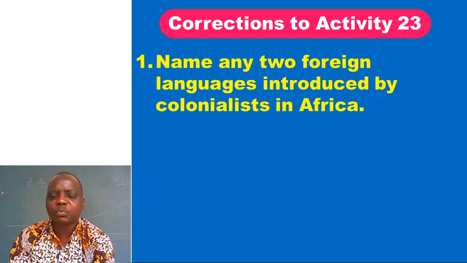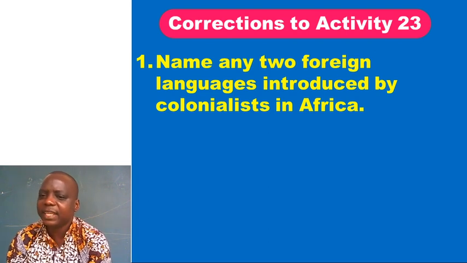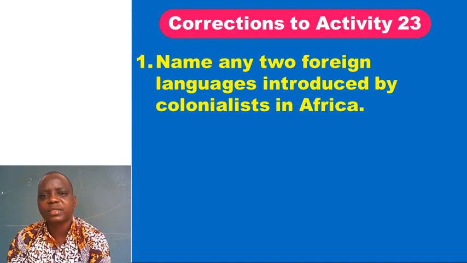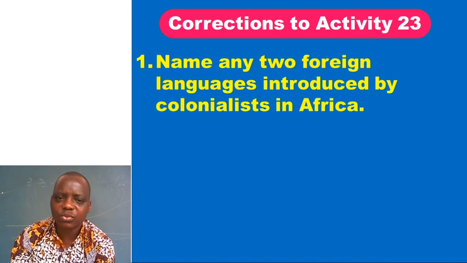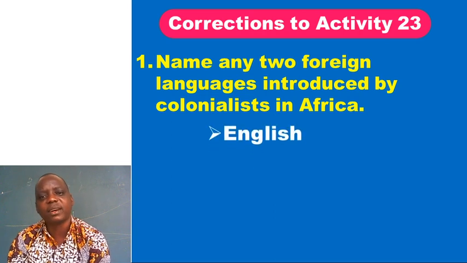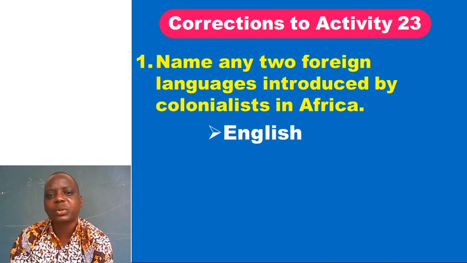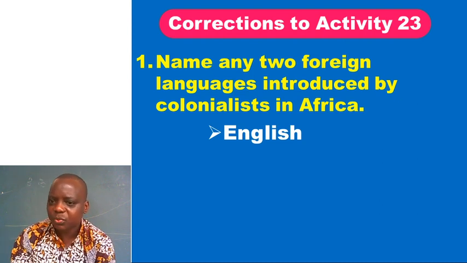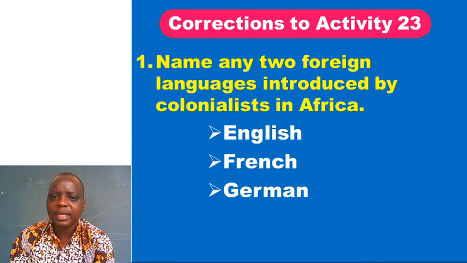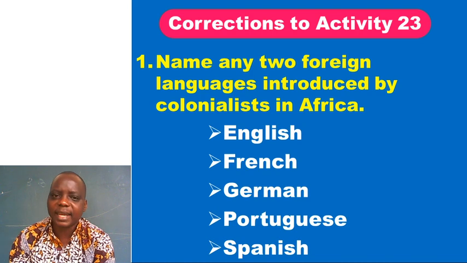The truth is that these people came from different countries in Europe, and because of the nature of their countries of origin, they introduced the languages that they spoke in those countries to the countries that they took control of. So among those languages we have English, and that is one language that we speak in East Africa because we were ruled by the British, who speak English. We also have French, German, Portuguese, Spanish, among other languages.